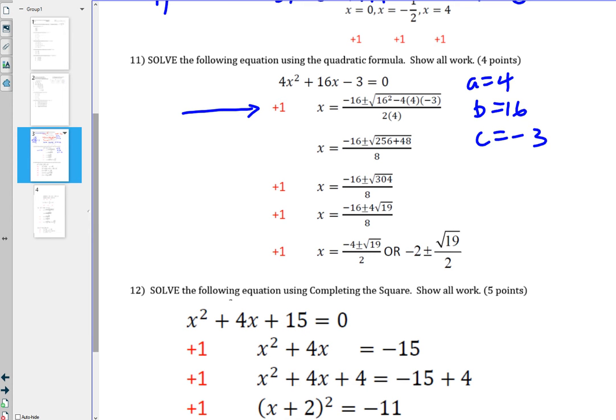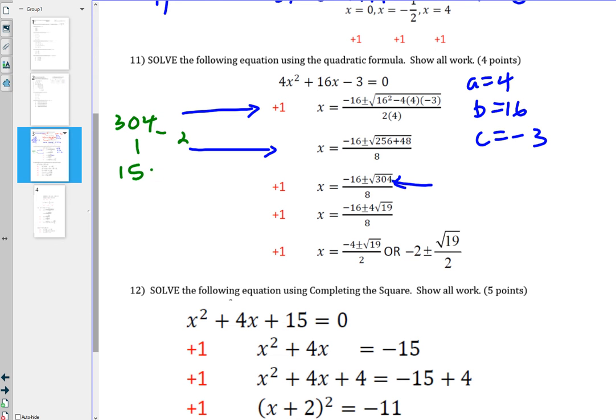Okay, then notice how no point was given during the evaluation of the discriminant. But once you have a discriminant, if you show a discriminant of 304, that's your second point. You got a point for getting a discriminant of 304. The next point: since 304 is not prime or perfect, that means it could be simplified with a tree. I'll go ahead and do that here on the side, just so that you see it's possible.